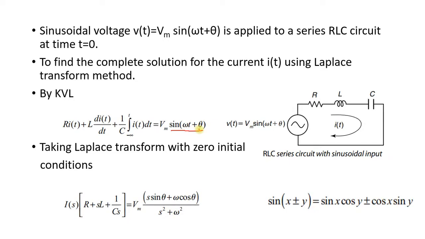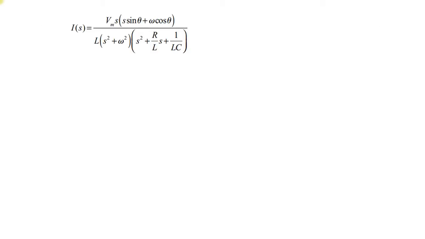We know that the Laplace transform of sin omega t is omega divided by s square plus omega square. Similarly, for cos omega t, it is s divided by s square plus omega square. I apply this expansion and take the Laplace transform, and the resultant equation looks like this. Now you take this quadratic expression to the right-hand side, and the resultant equation should be like this.